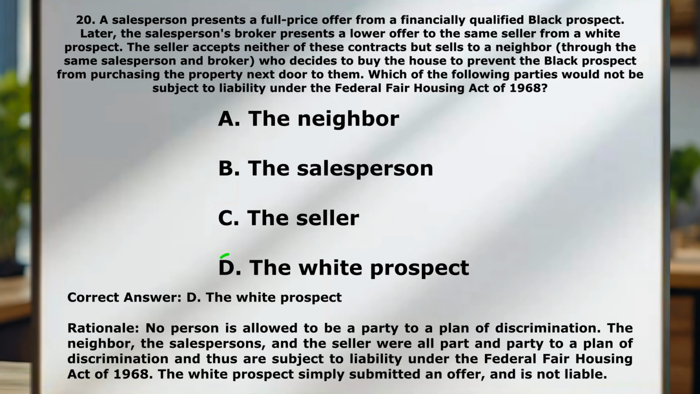Correct answer here is D, the white prospect. No one is allowed to do discrimination. The neighbor, the salesperson, and the seller were all a part of this discrimination plan, and thus they are subject to liability under the Federal Fair Housing Act of 1968. The only person that wouldn't be liable is the other white prospect. They just submitted an offer. They had nothing to do with this devious plan. So yeah, make sure you know all these different acts and what they cover.